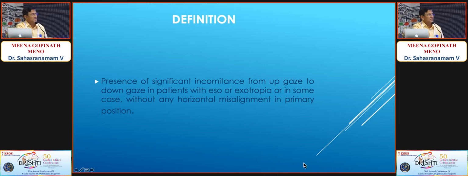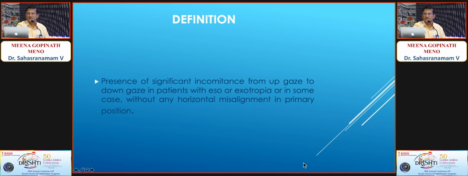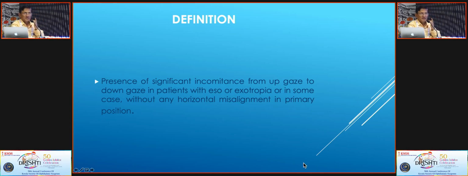That is what the word incompetence means. So if you look at the definition of pattern strabismus, it is a situation where there is a presence of significant deviation in the angle of the squint from up gaze to down gaze in patients who present to you with an ESO or exotropia. Or this may also happen in a situation where in the primary position, apparently there is no horizontal squint, but in up gaze or down gaze, there may be a significant incompetence. So this is what pattern strabismus is.